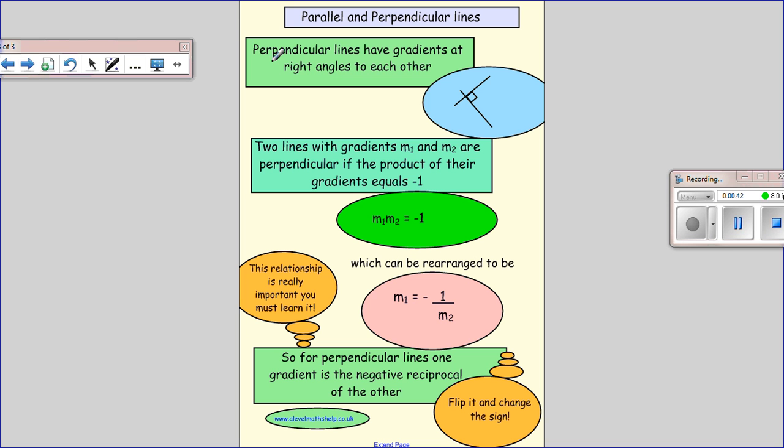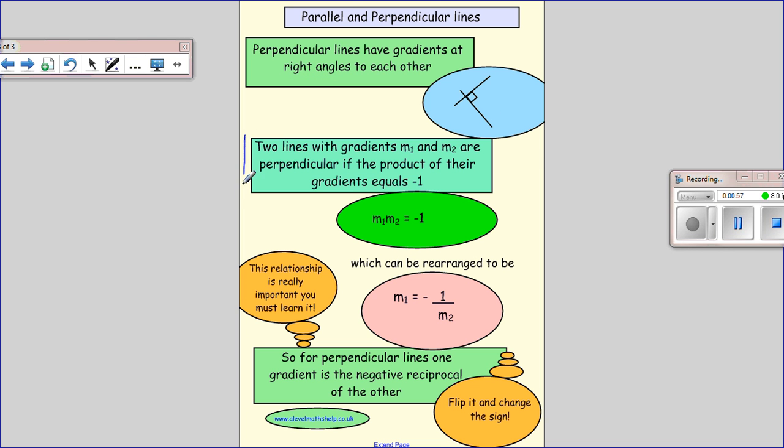Okay, so for perpendicular lines, these are lines which are right angles to each other. Hopefully you can see that this one would be a positive gradient and this would be a negative gradient. So they would have different signs.